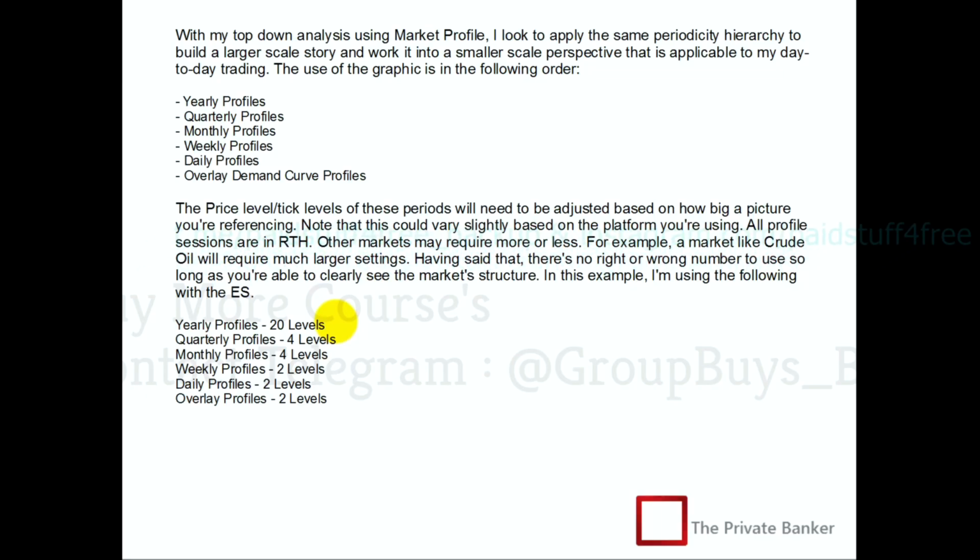And again, this is specific to the ES. If you're interested, I can provide you with what I use in other markets such as crude oil, which have wider ranges and whatnot. But I found that on the ES, these seem to be very powerful.